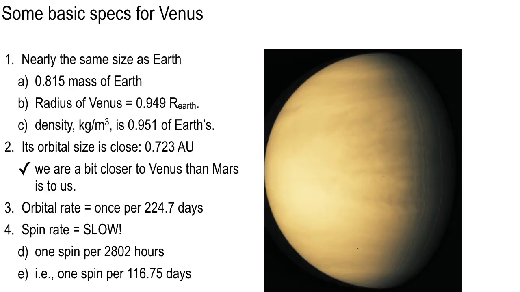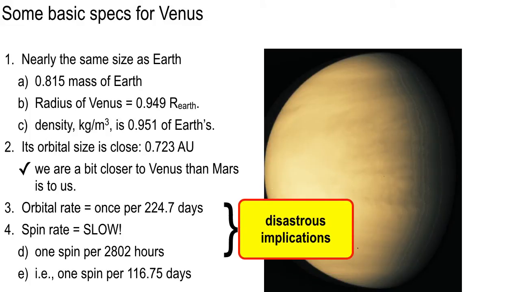Just think about it. If Earth spun once every 160 days, for instance, that'd be 80 days, 80 24-hour periods at night. That'd be like living at the North Pole, but it'd be year-round for everybody. And for Venus, it also has disastrous implications.